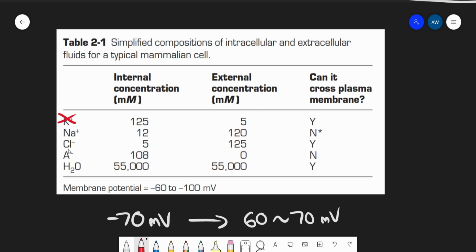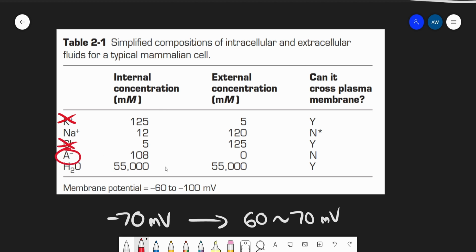Alright, let's move on to the next possibility. Chlorine. Right, so in which direction should chlorine move in order for the cell to become more positive? Well, chlorine is negative, so we want to get that negative charge out of the cell to make the cell more positive. So just get chlorine out of the cell. But again, we run into the same problem. We don't have a lot of chlorine inside of the cell to begin with, so that's not going to produce much of an effect. So chlorine is a no-go as well.